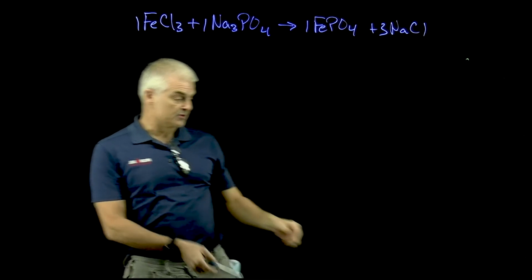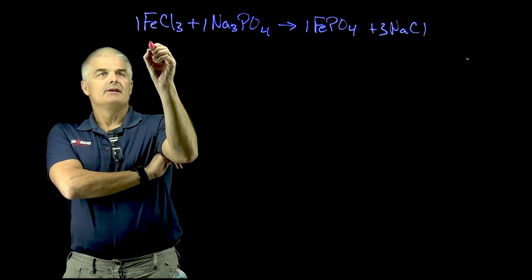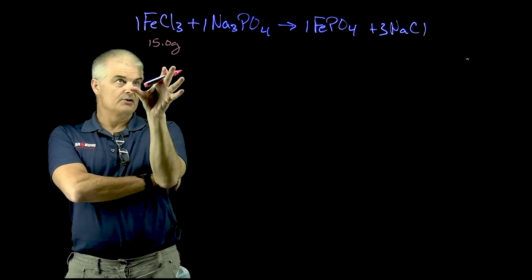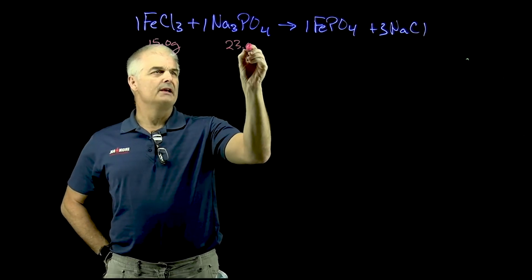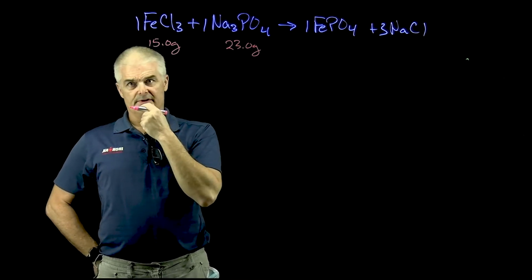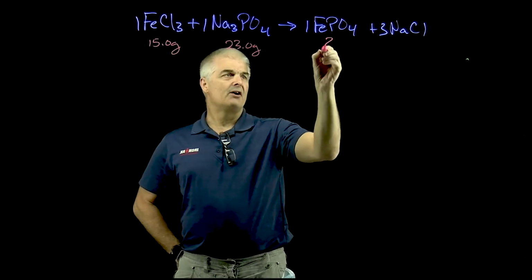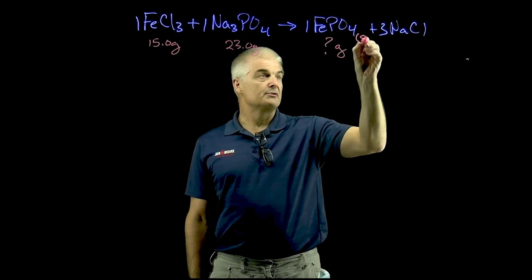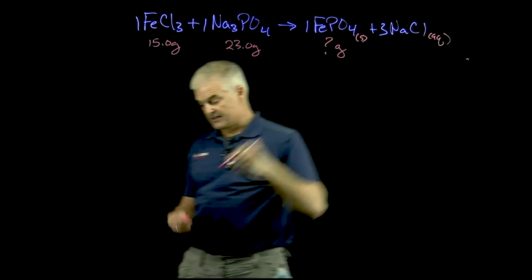Like any stoichiometry, you can start with a good balanced equation. But now let's say that I have 15 grams of iron chloride. We start with what you know. But I also have 23 grams of sodium phosphate. Now the question that's often asked is how much of some substance will we form? By the way, if I looked at my solubility table, this is solid and this is AQ. And usually the one we're most interested in is the solid.